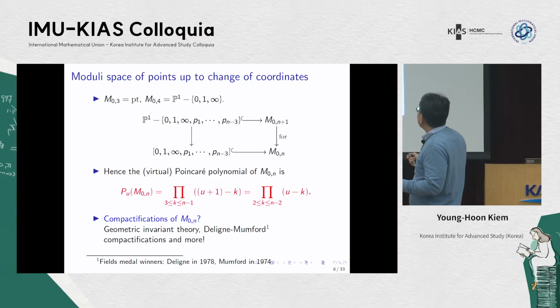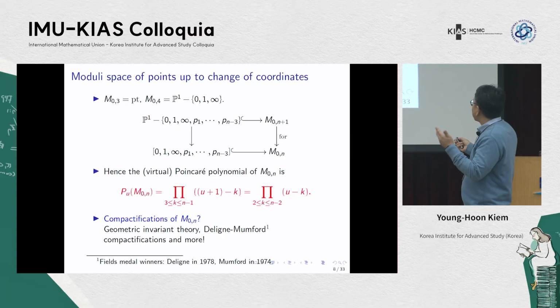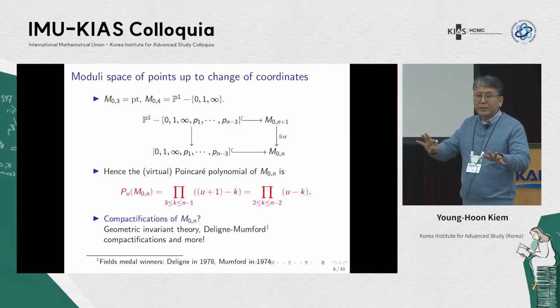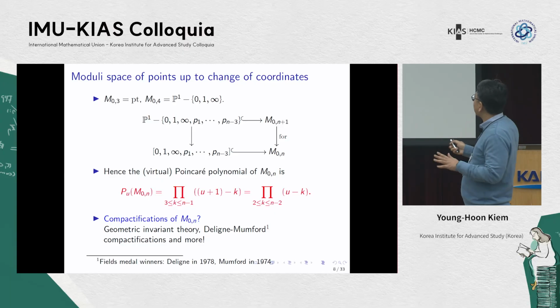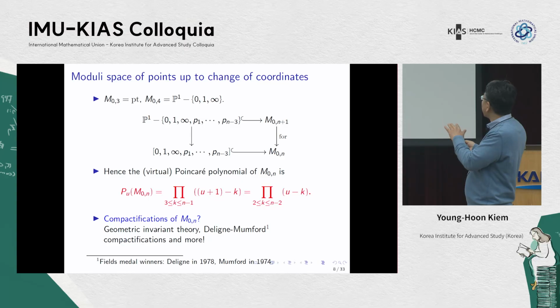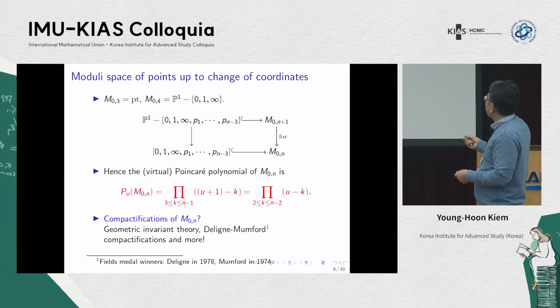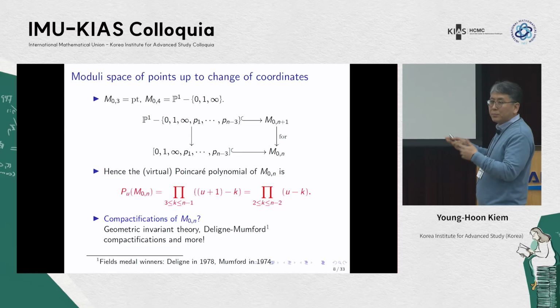In general, M0,n+1 is mapped to M0n just by forgetting the last point. Okay? We have the moduli space of n plus 1 points and the moduli space of n points, and I just forget the last point. We have a forgetful map. And the fiber of this map is going to be just P1 minus n points.